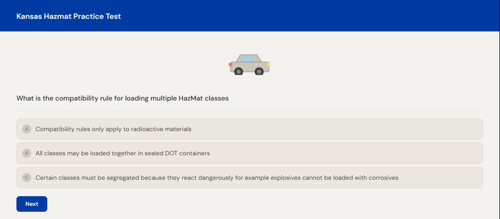Let's move on. What is the compatibility rule for loading multiple hazmat classes? Certain classes must be segregated because they react dangerously. For example, acids and bases or explosives and flammables must never be loaded together.